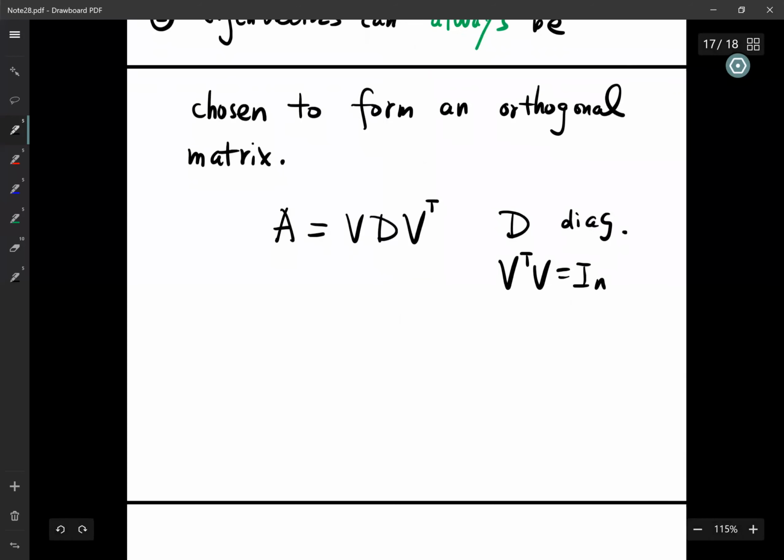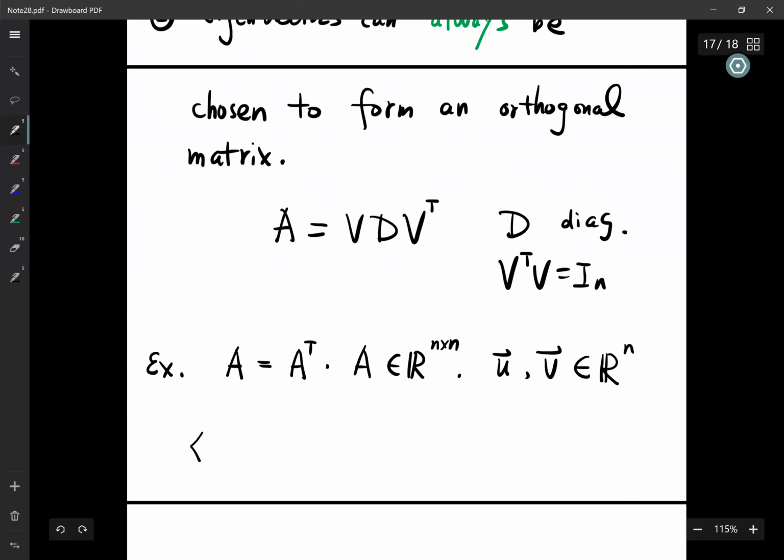Now let's go back to chapter 6 again. I've learned that there's this spectral theorem. Let's try to see whether I can use it to define yet another inner product. So A is equal to A transpose, a real n by n matrix. I get u, v, so these are in R^n. I try to define the inner product as u transpose A v.